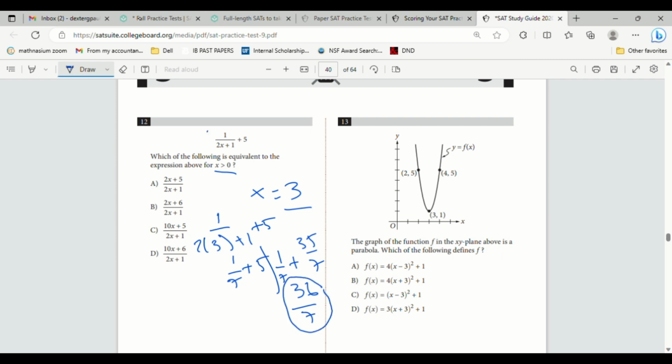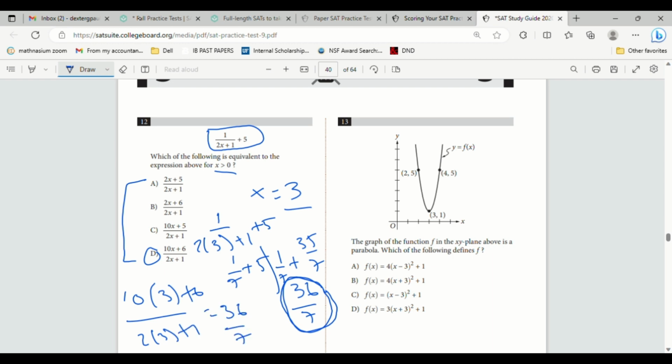for this expression. So now all I have to do is figure out which of the 4 choices equals my target answer, or 36 over 7, when I plug in 3. And so I find out eventually that it is D, because 10 times 3 plus 6 over 2 times 3 plus 1 equals 36 over 7.